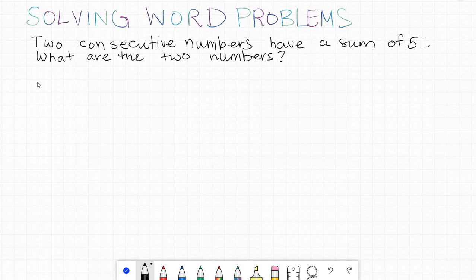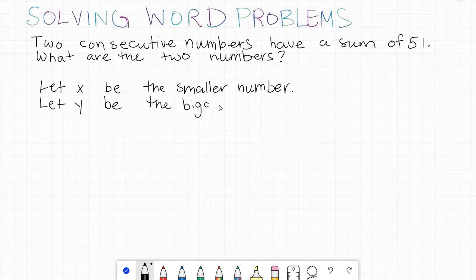It doesn't really matter. And because the problem talks about consecutive numbers, one is going to be bigger than the other one. So I'm just going to, in my statement, put as much information as I can, and I'm going to say let X be the smaller number and let Y be the bigger number.